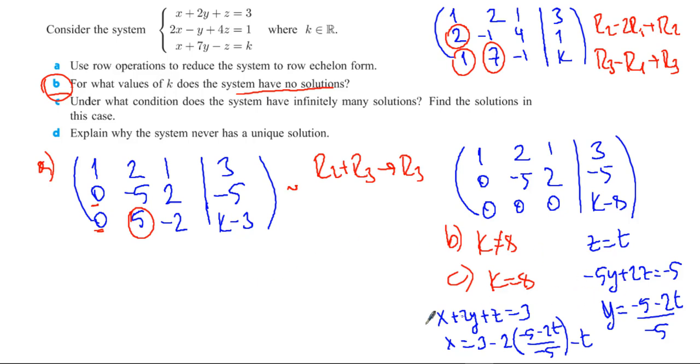And the last part: explain why the system will never have a unique solution. Because this part all becomes 0, it won't have a unique solution. If there were a number here, then we would have a unique solution.